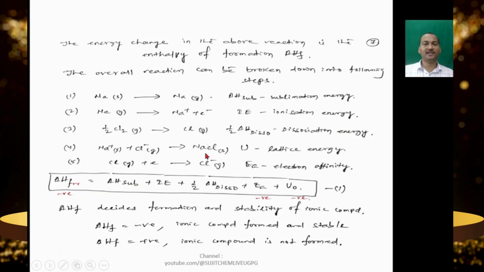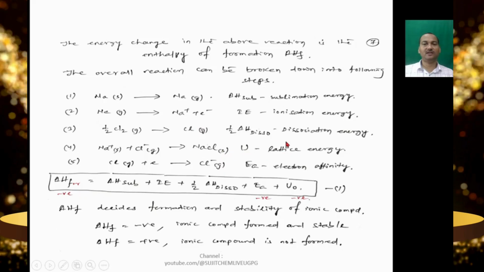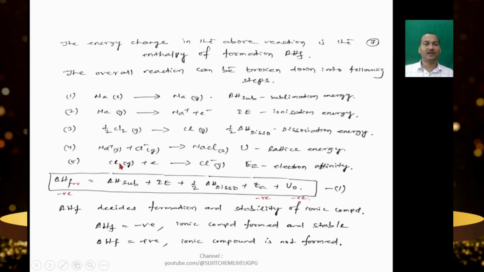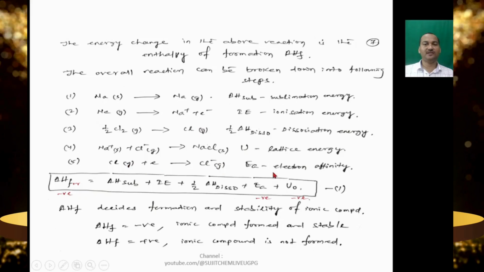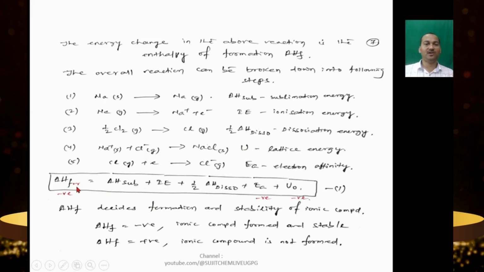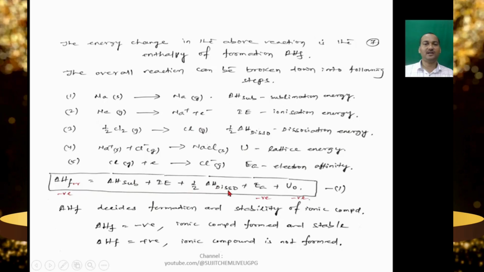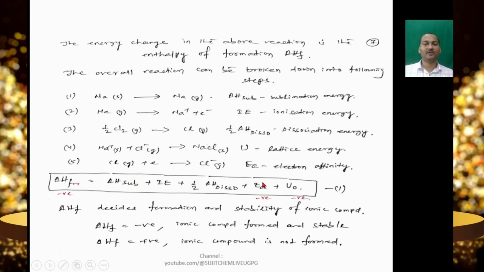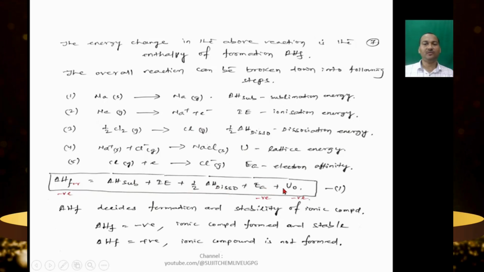Na+ plus Cl- gas gives rise to NaCl solid. This process is called lattice energy. And Cl gas will accept one electron giving rise to Cl- gas. This is called electron affinity. So delta H formation will be equal to delta H sublimation plus ionization energy plus half of delta H dissociation plus EA plus U0.